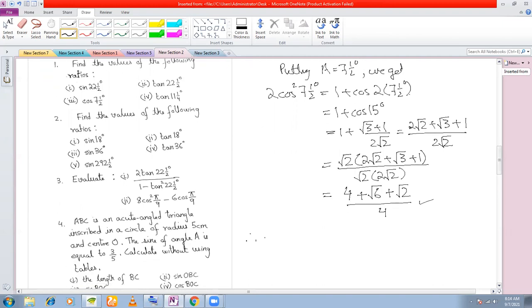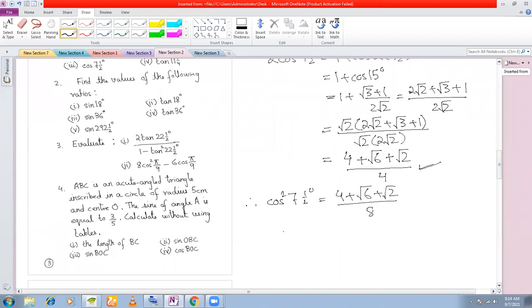So 2 cos square 7.5, you are getting this, not cos square. So cos square 7.5 you will get as 4 plus root 6 plus root 2. You divide both sides by 2, you get divided by 8. Okay, so that means cos 7.5 degree is equal to square root of this.